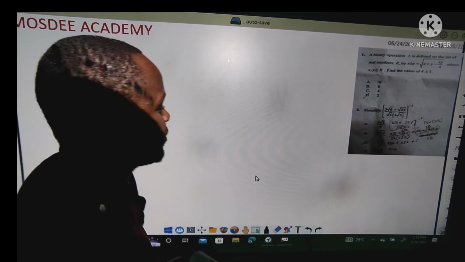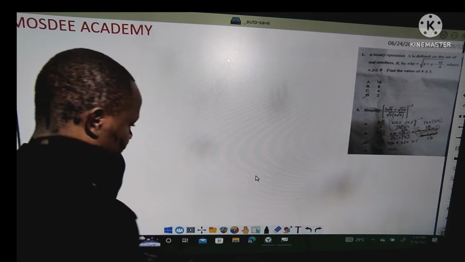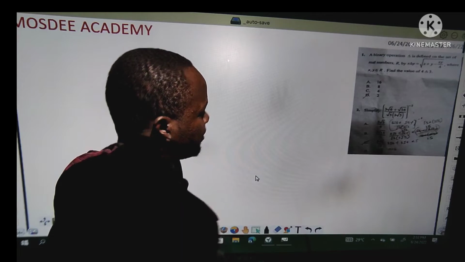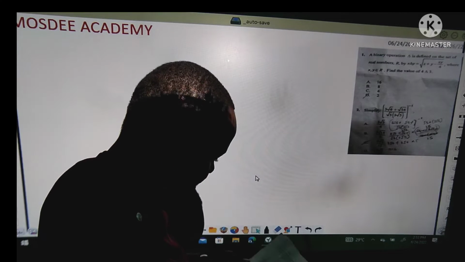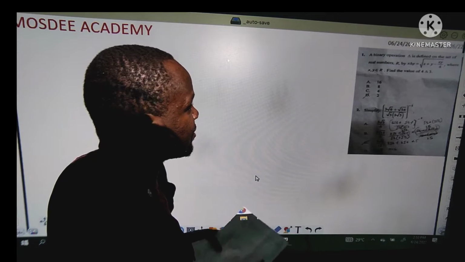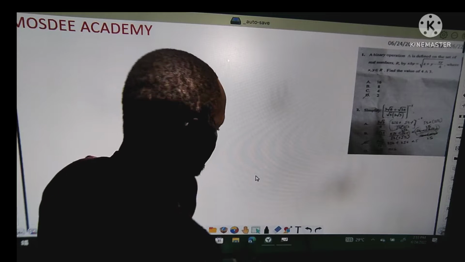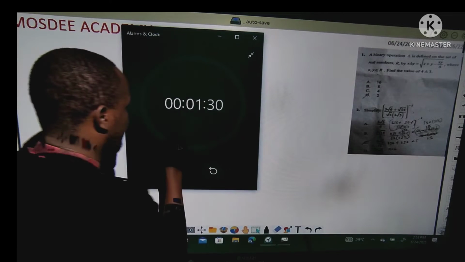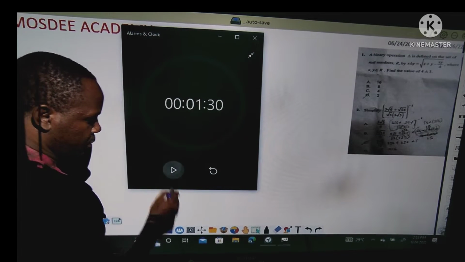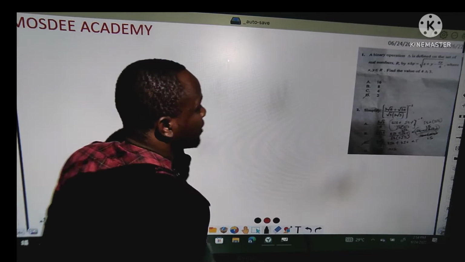I'm starting with the first question. The first question says, a binary operation is defined, I have the question paper for clarity, as x * y is the square root of x plus y minus xy over 4. Timer will start immediately. I have 1.5 minutes for each question. My timer starts, then I start too.